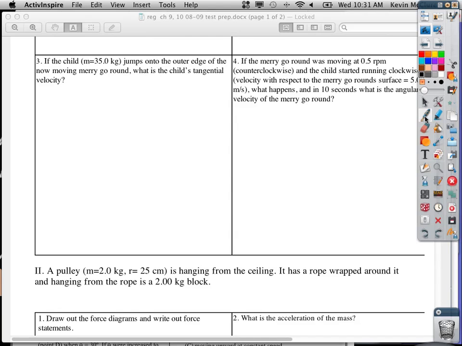All right. So here, if a child jumps onto the outer edge of the merry-go-round, what is the child's tangential velocity? This is something called conservation of angular momentum. If Eileen is cruising down the street on her ultra hipster cool fixie with her messenger bag, right? And I hate fixies, so as she goes by, I drop a bag of rice on the back. A big bag of rice, like a 50-pound bag.